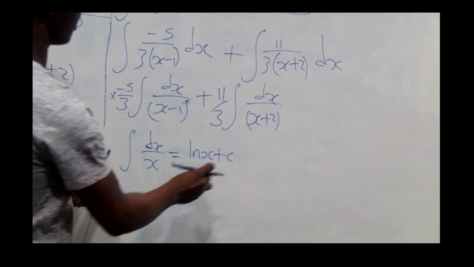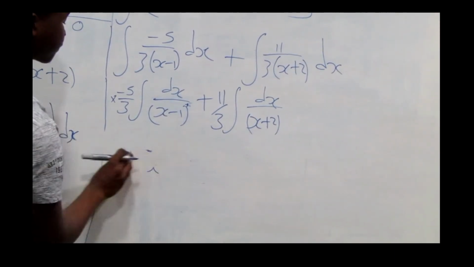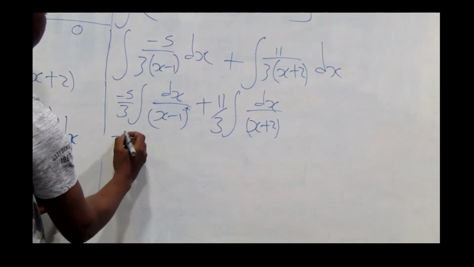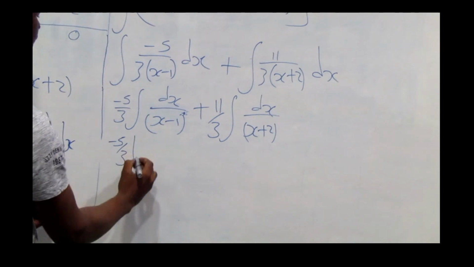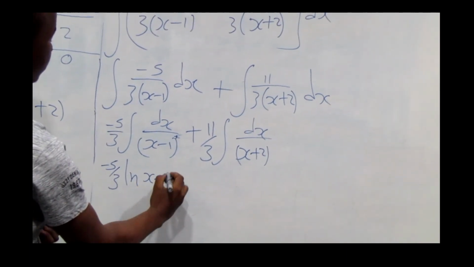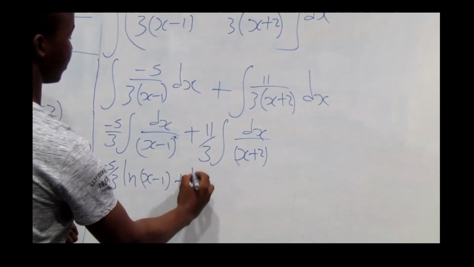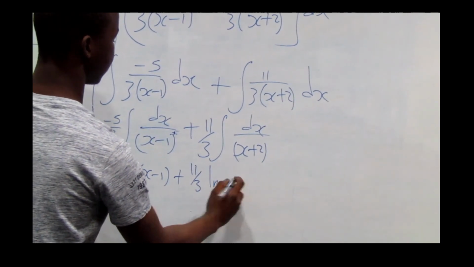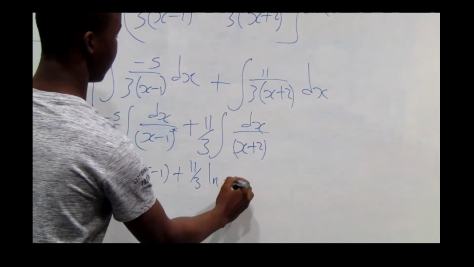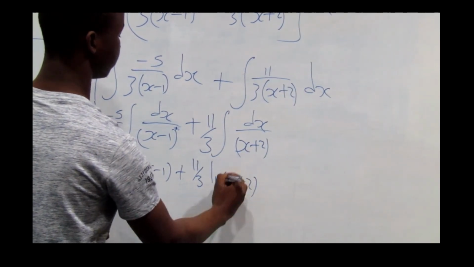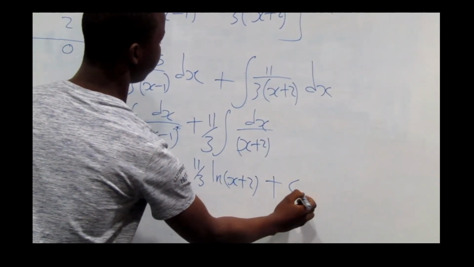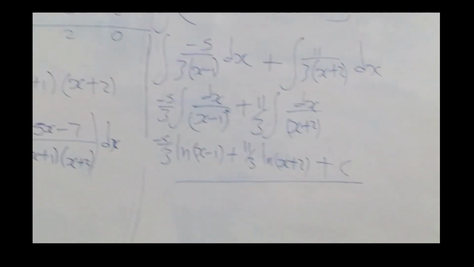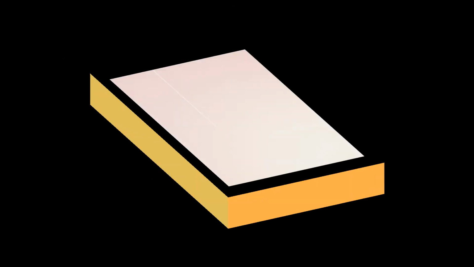Then we're going to use this formula. Negative 5 over 3 ln of x minus 1 plus 11 over 3 ln of x plus 2 plus c. Do not forget this c always. This is our answer for the second equation.